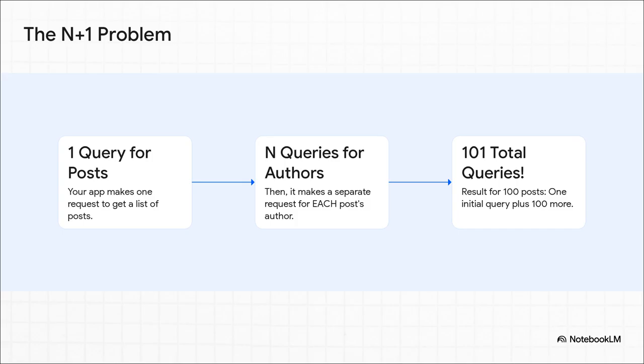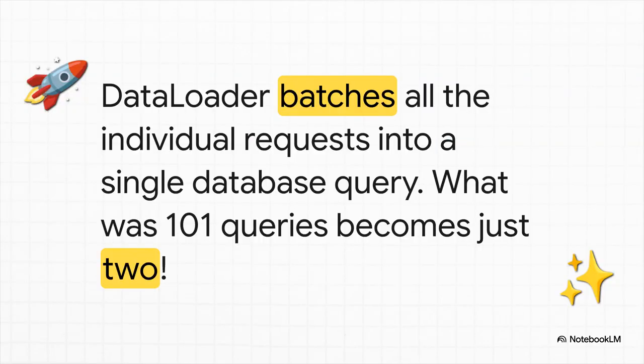So now your app has to make a separate query for the author of each of those 100 posts. That's the N. So to get 100 posts and their authors, your database just got hit 101 times. It's just so incredibly inefficient. It will absolutely crush your performance. But the GraphQL world has this incredibly clever solution for it, called DataLoader.